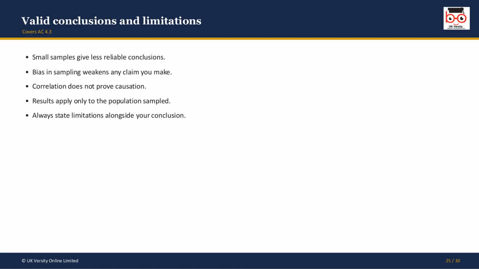It's worth being honest about limitations. Small samples give less reliable conclusions. Any bias in the sampling weakens whatever claim you make. Correlation, remember, doesn't prove causation. And your results really only apply to the population you actually sampled. So always state your limitations right alongside your conclusion. It's a mark of good statistical work, not a weakness.